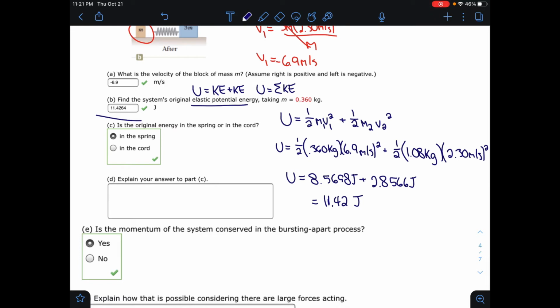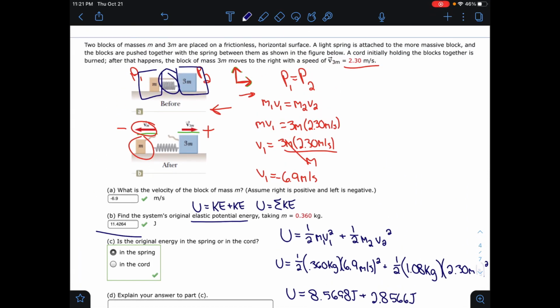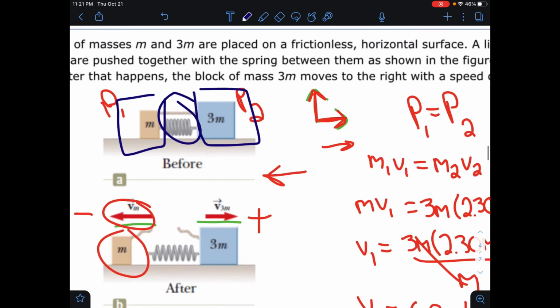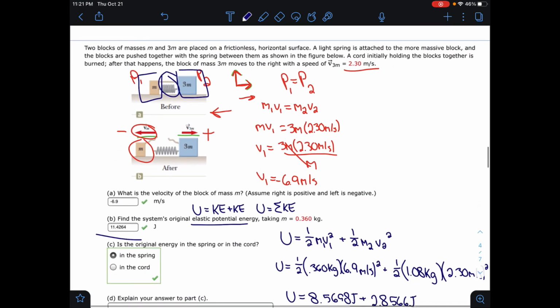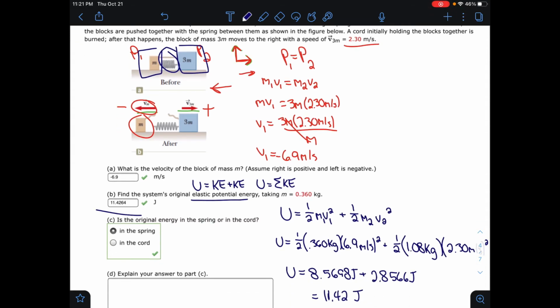All right, now, question C. Is the original energy in the spring or in the cord? So now let's think about how we interpret this. The string is broken, and then the process occurs. So if anything, the string is what's not allowing the energy to be released. So it's not the one holding it. That means the spring has to be the one holding, because the rope is like a blockade. When the blockade is removed, then the movement can occur. And if the rope is the blockade, then the rope is not the one causing the movement.